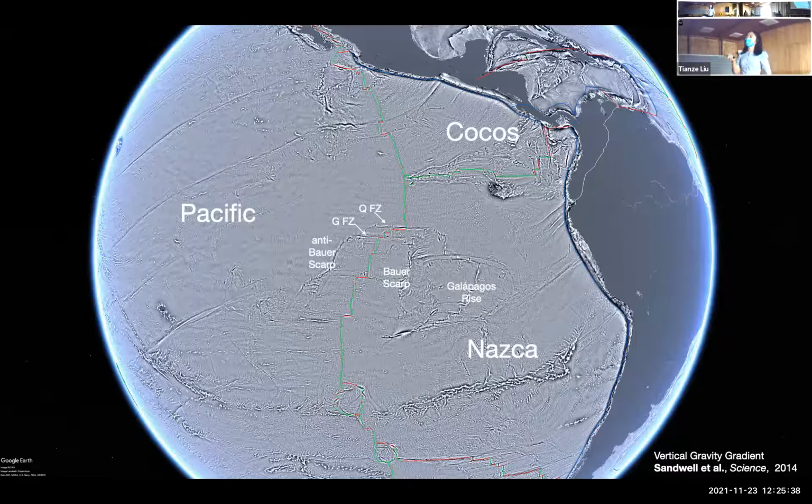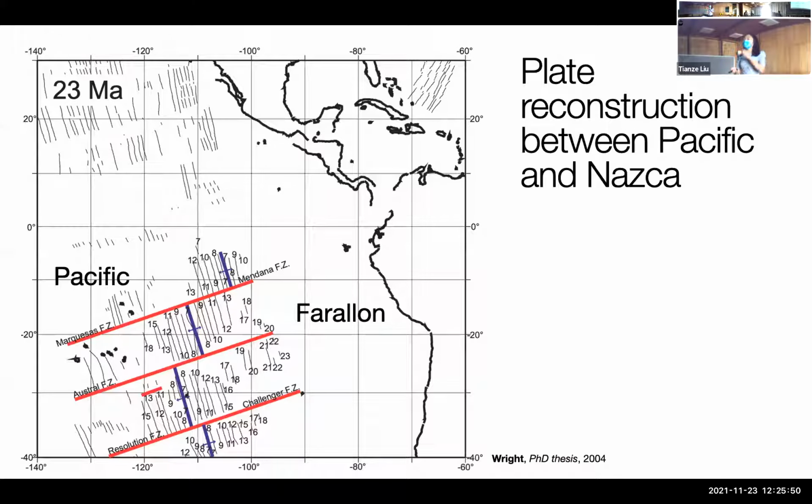By looking at this Google map, I was motivated to understand the tectonic history of the Quebrada Gofar transform system. I was lucky to find a PhD thesis by a student from Texas A&M, where she did a plate reconstruction between the Pacific plate and the Nazca plate. We have to go back to 23 million years ago, when we don't have the Cocos and Nazca plates yet. The major plates are the Pacific plate and the Farallon plate.